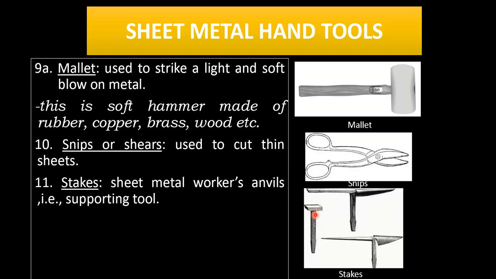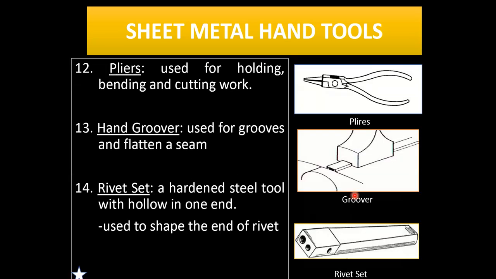In a similar fashion, if we want to bend it at 90 degrees, we can use this kind of stake. And we have different stakes again. Basically these are nothing but supporting tools and forming tools, we can say. Then come the cutting pliers, which are used for holding, bending and cutting works.